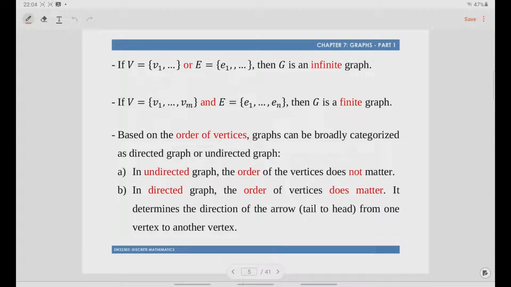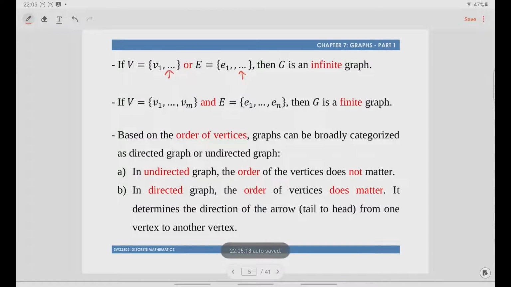If the set V, which contains all the vertices, is an infinite set, as you can see here with the triple dot, that means there are infinitely many vertices in this set. Or if the edge set, which is another set in the graph, is an infinite set, then automatically we can say that the graph G is an infinite graph. So if either V or E is infinite, then we can say that the graph G is infinite.